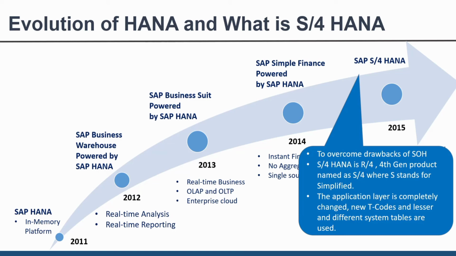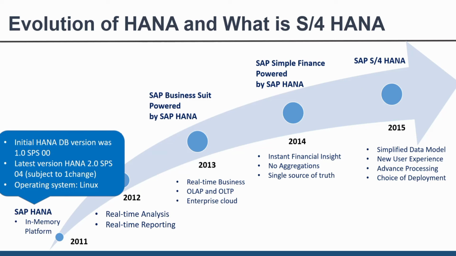So this is a 4th generation product, and this S4 HANA, as you have learned in a previous slide also, is nothing but a combination of database layer plus application layer. So it is a HANA platform. The T codes are changed, the table structure is changed. It is a complete change in S4 HANA. So obviously, as an ABAPer, if you are going to work on S4 HANA, there will be a huge change for ABAPers.